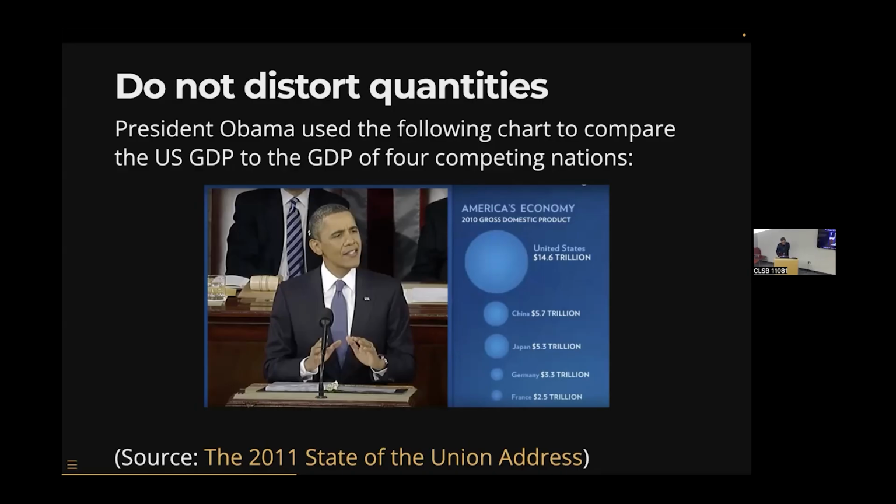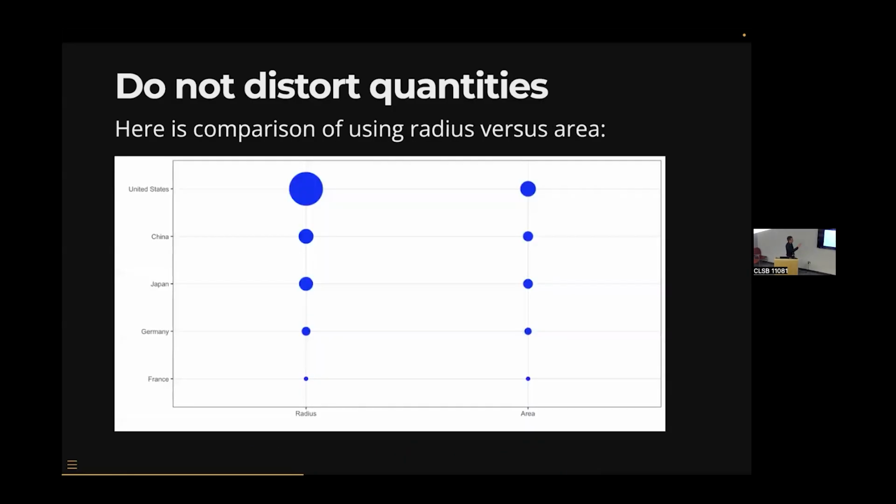So here on the right is how I would make the plot. Here I'm using area to show the numbers. Yeah, US is bigger. Just show the right plot, Obama. Gotta make it that much bigger. Okay, so that's another principle: not to distort, especially with area. I see this a lot.